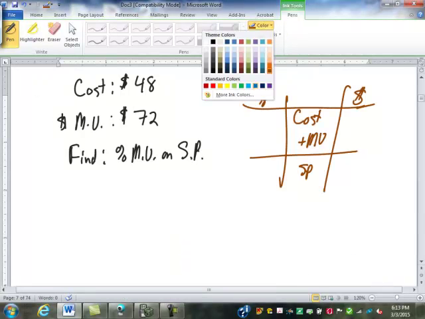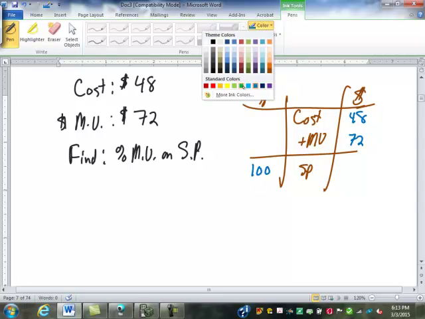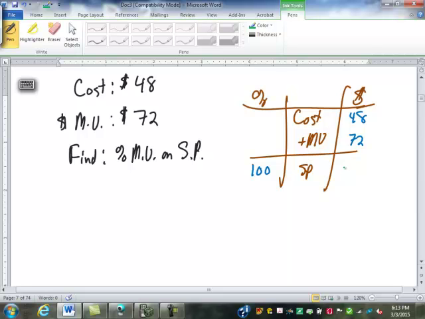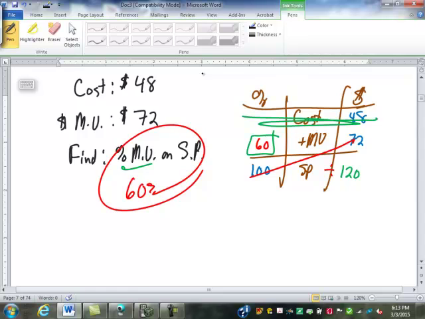What do we know? Cost is 48, markup is 72, and 100% is on the selling price. We can very quickly find selling price. 120 for the selling price. Looking for percent markup, we get the top row. 100 times 72 divided by 120, 60. That is a 60% markup on selling price. Cost percentage would be 40%. So yeah, cost of 40% then. Yep, perfect.